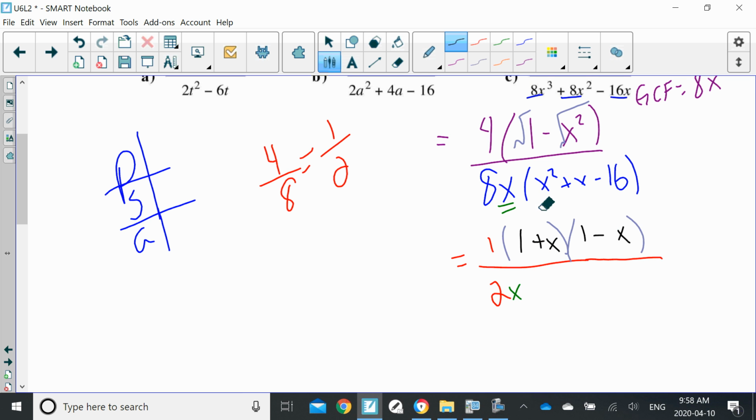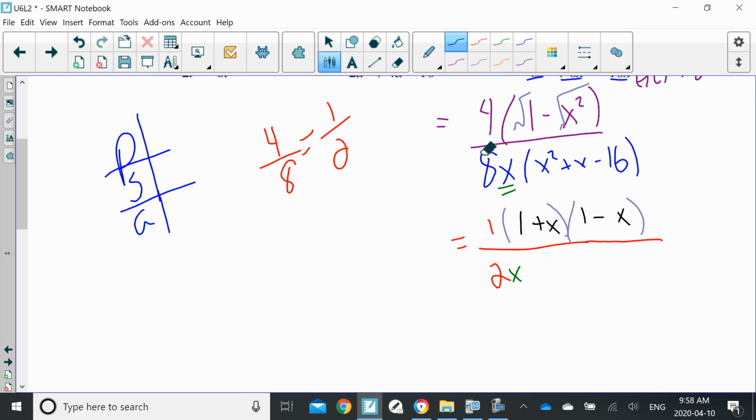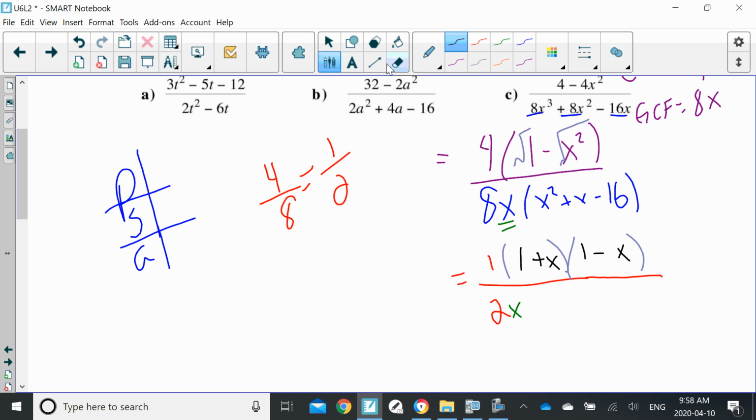Okay, then in the denominator, I've already reduced this 4 over 8x to be 1 over 2x. This becomes a PSA 2, except I could see I made a mistake. It would not be a 16 here. Negative 16 divided by 8x would be negative 2.